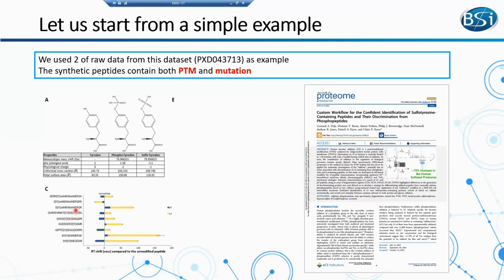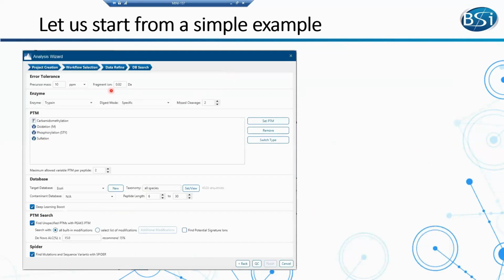Then we can test our workflow. We want to know if our workflow can find the components of PTM and the components of mutation. This is the basic search parameters we used in this workflow. The workflow is basically the same: you have the error tolerance setting here, the enzyme setting here, the PTM setting here, the database setting here.